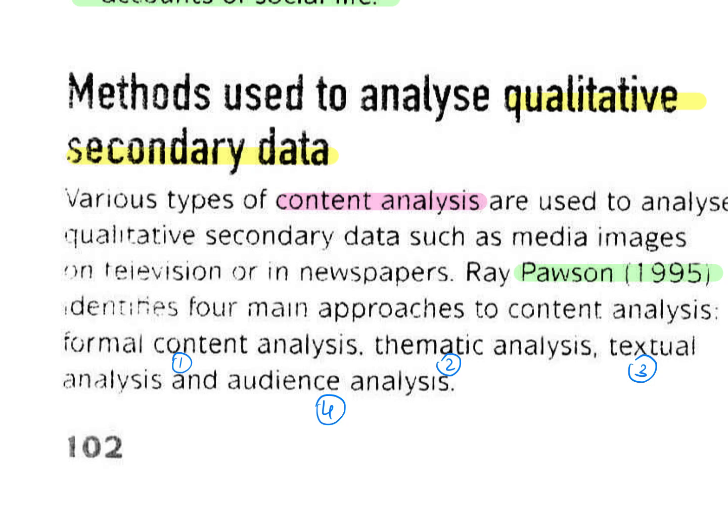So now that we're done discussing digital content and traditional media sources, let's move on and talk about the methods that are used to analyze qualitative secondary data. Our focus over here would be on content analysis. Let me make you familiar with this term, content analysis, first, and then we'd move on and discuss different approaches used for content analysis.